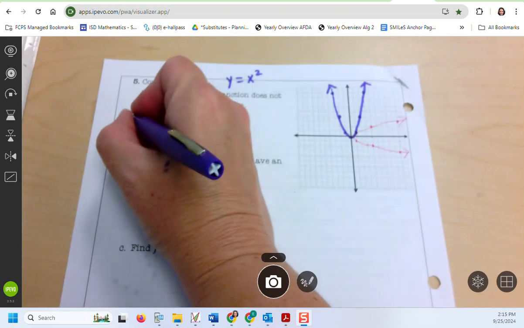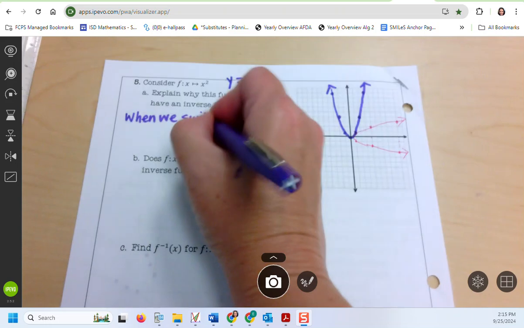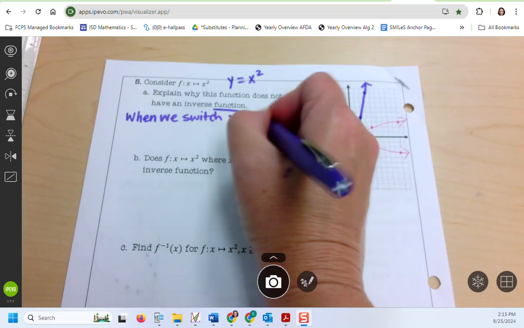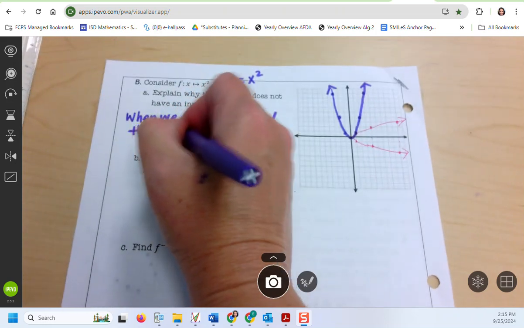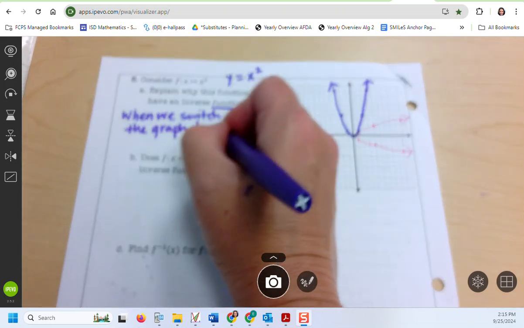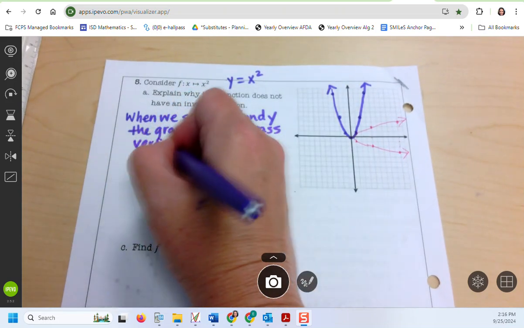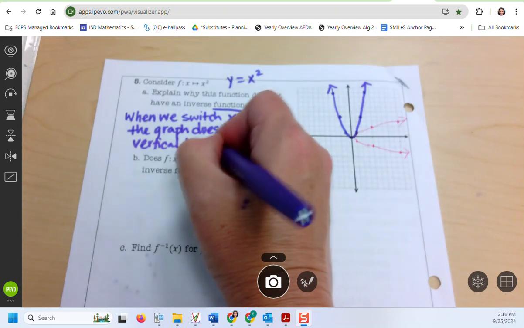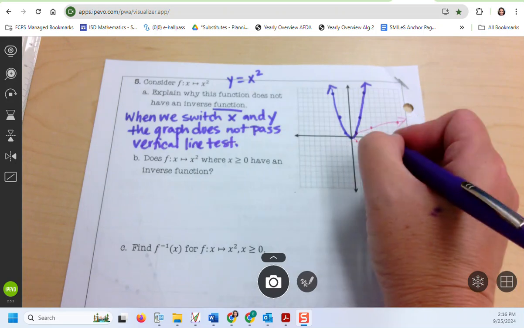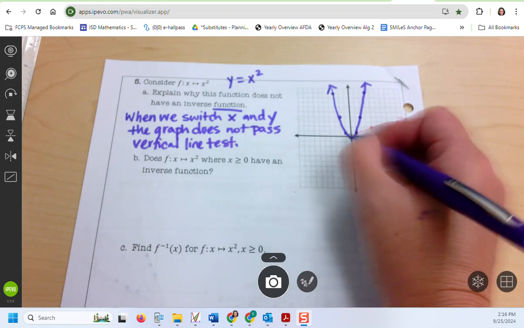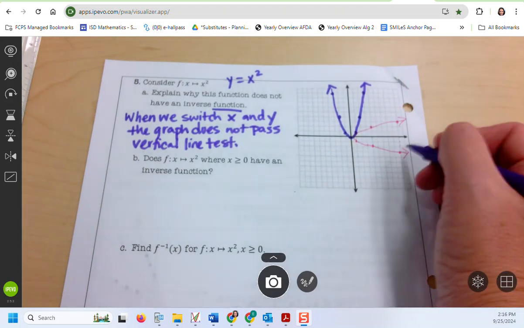So we can say that when we switch the x and y, the new graph does not pass the vertical line test. Or you could say that the x values have more than one y. For example, when x is 4, y could be 2 or negative 2. When x is 9, y could be 3 or negative 3. So there are a few different reasons why this graph is not a function.